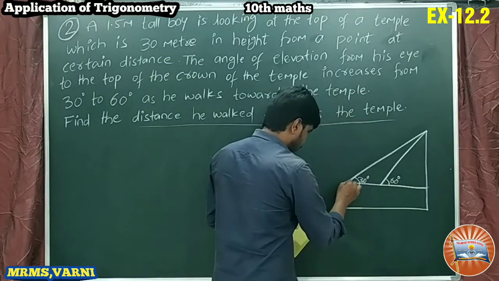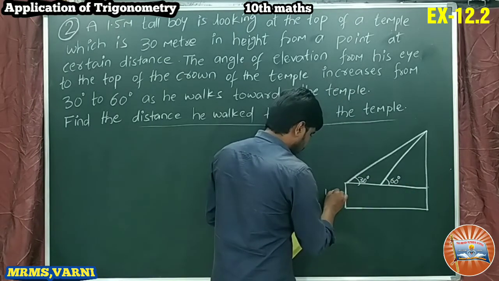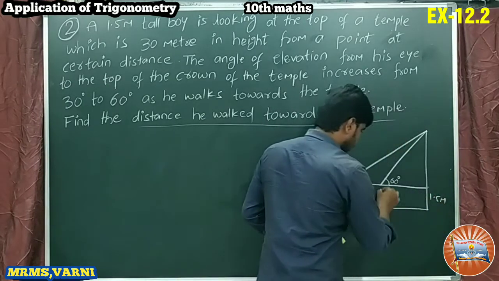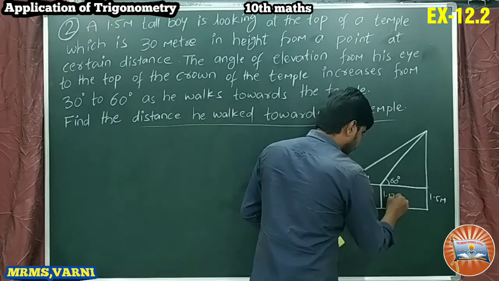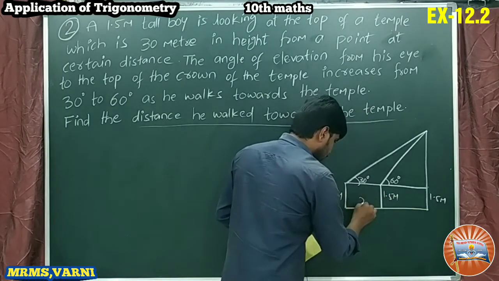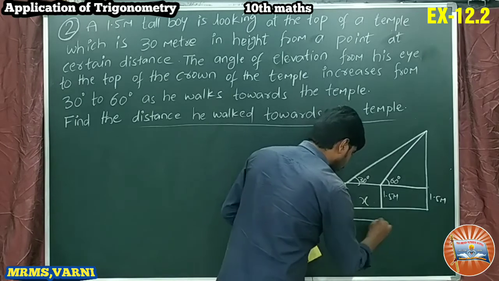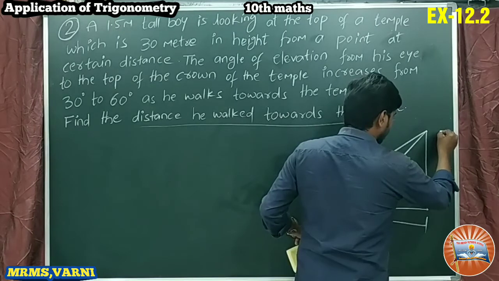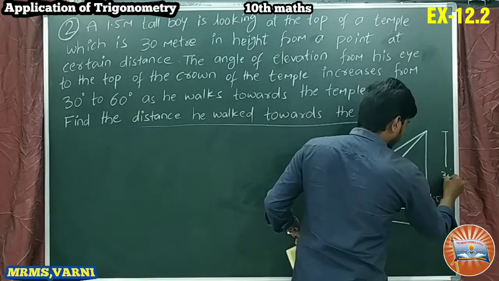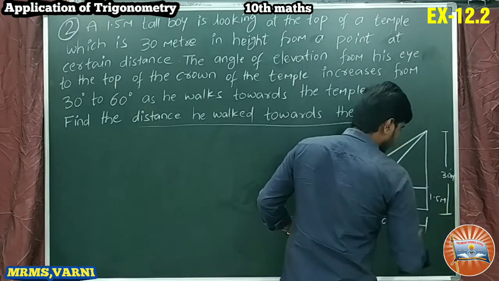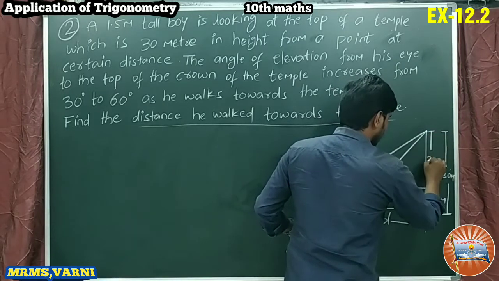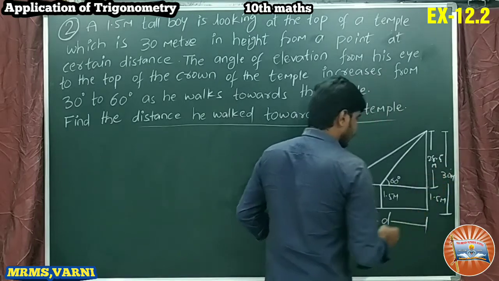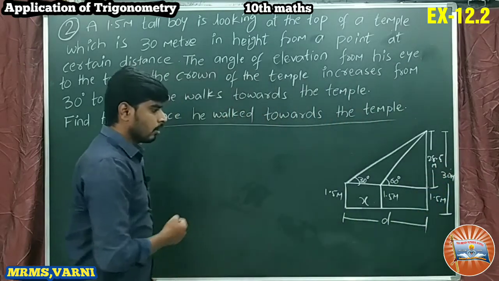This is the boy's height, 1.5 meters, and here it is also 1.5 meters, and this is also 1.5 meters. Here to here it is X. From here to here it is D, and the total height is 30 meters. So this is 28.5 meters. Are you clear with this? This is the diagram for this problem.